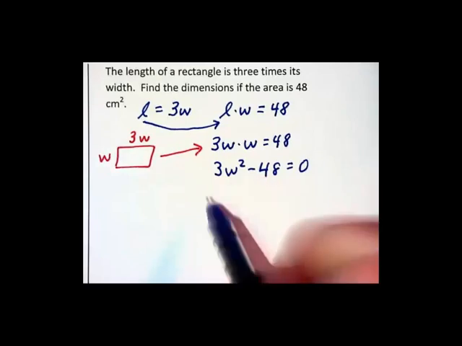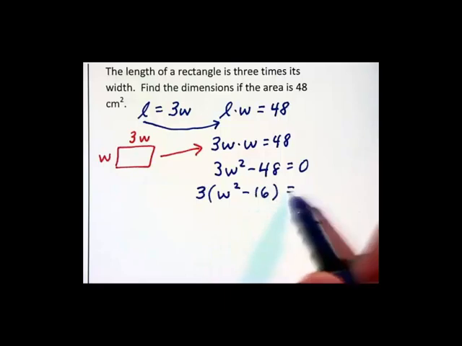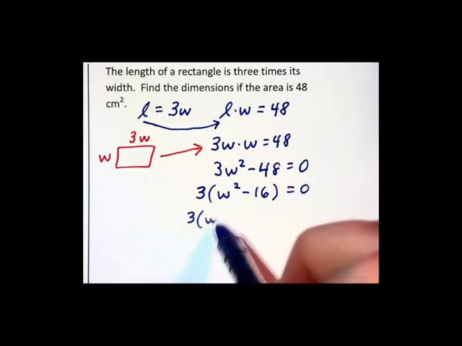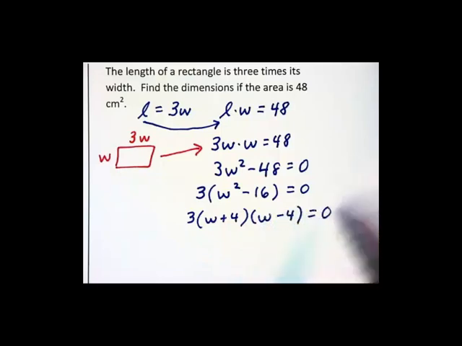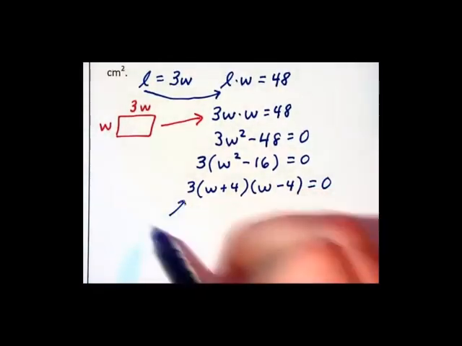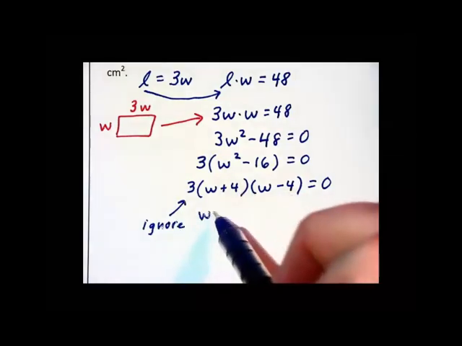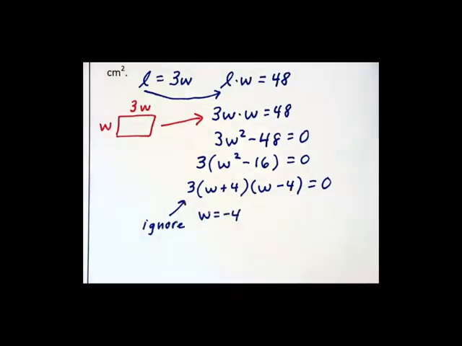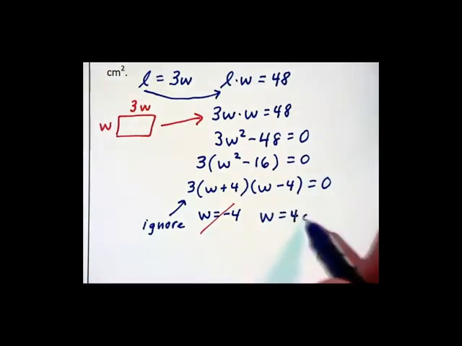With what I've got right now, I'm going to factor the 3 out, have W squared minus 16 equals 0. We're going to have the difference of two squares, giving us W plus 4 times W minus 4 equals 0. The 3 out in front, we're going to basically just ignore. It won't produce a solution for us. We're going to get W equals negative 4, which we can't have in this problem because dimensions can't be negative. So W equals 4 centimeters will be the width in this problem.